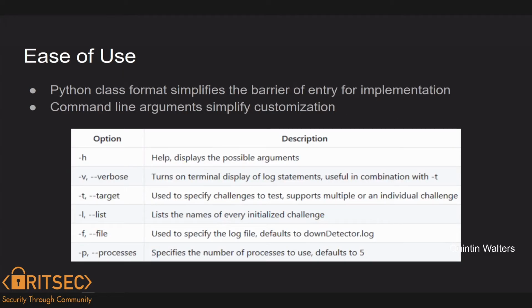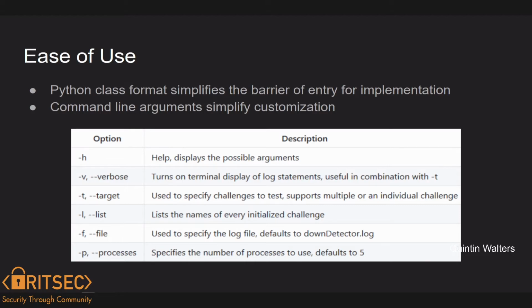I wanted it to be easy to implement Down Detector for a competition. Using Python classes, it's practically copy and paste to integrate challenges. This means the barrier for entry is really low. Competition architects can use Down Detector without any special training on it, and hopefully this will lead to other groups using it when they run CTFs.